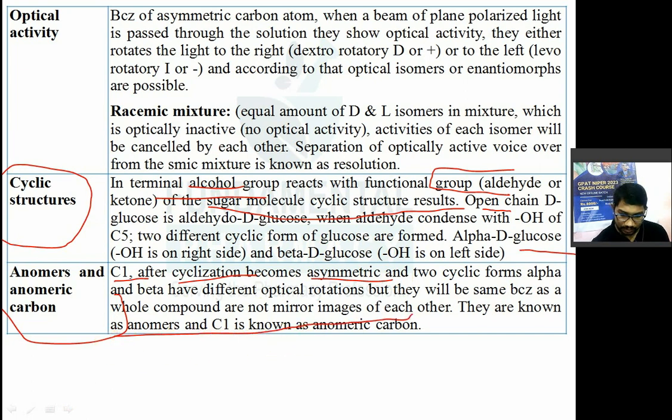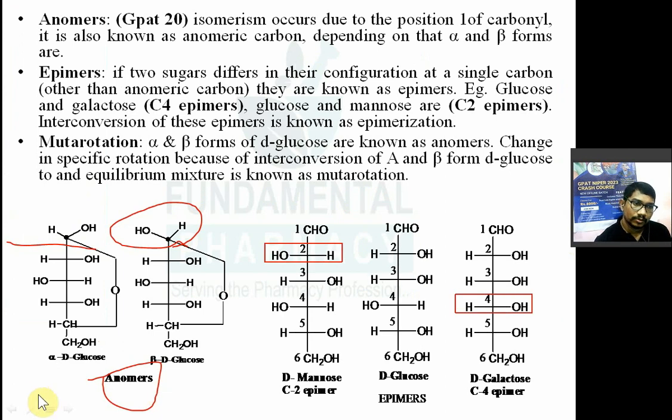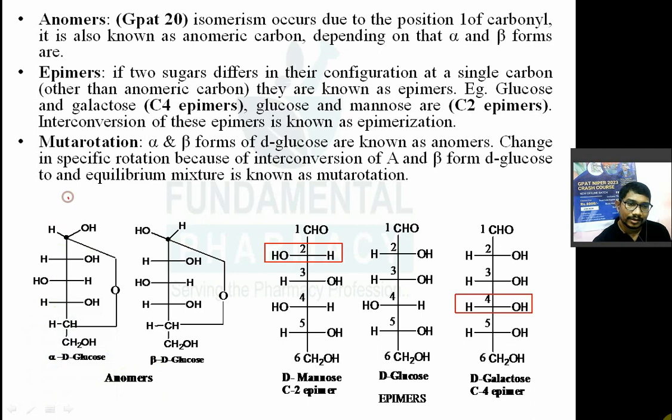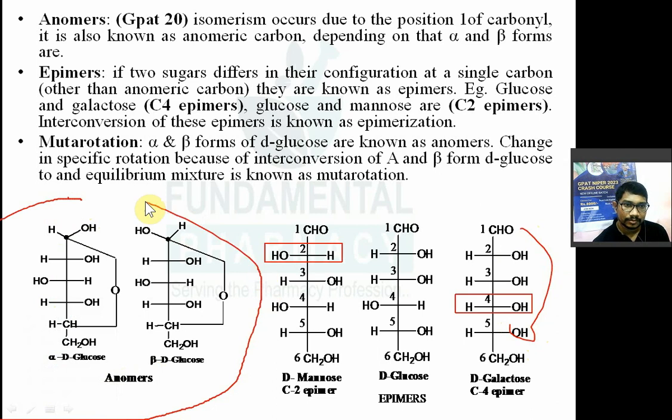Okay? See here, what are anomers, a question on this has already come in GPAT. So anomers: when this hydroxyl group of carbon number 5 reacts with the aldehyde or ketone, it will form a cyclic structure like this. Now this cyclic structure also has two different forms. When the hydroxyl group of carbon number 5 reacts with the aldehyde group of glucose, the aldehyde carbon will become asymmetric.